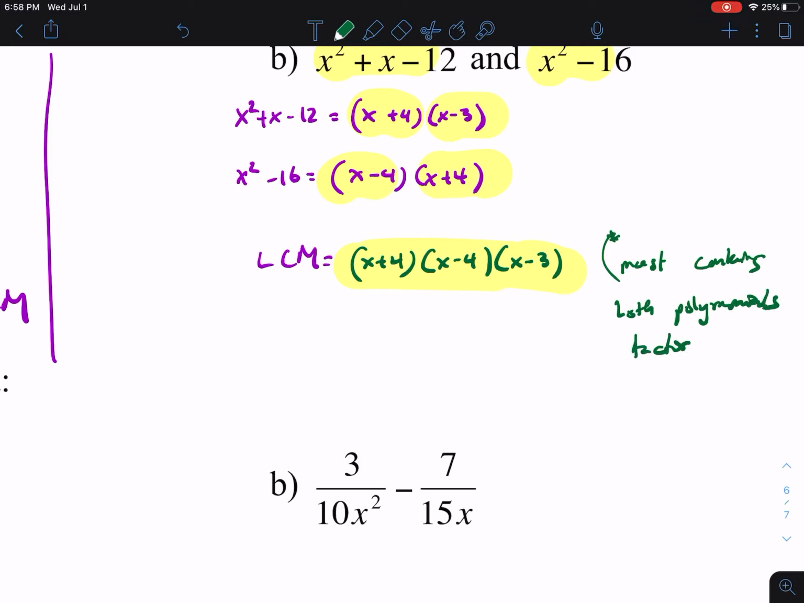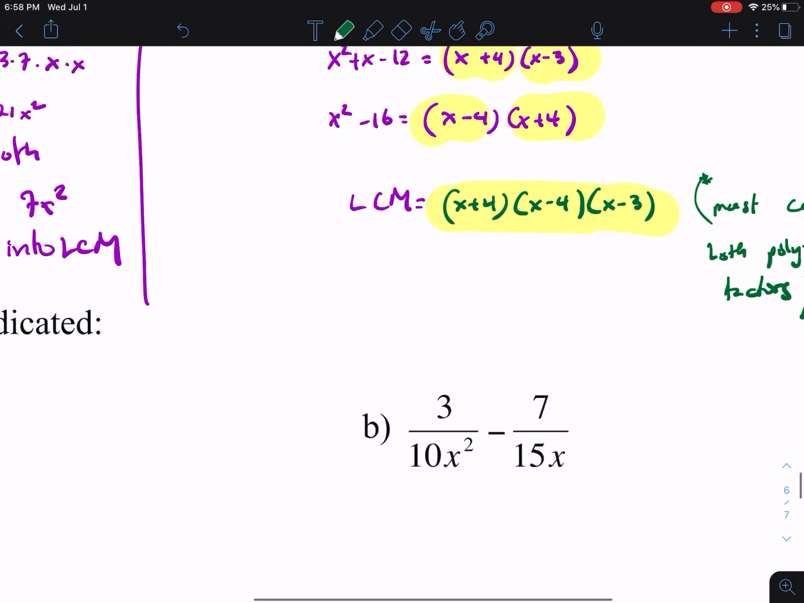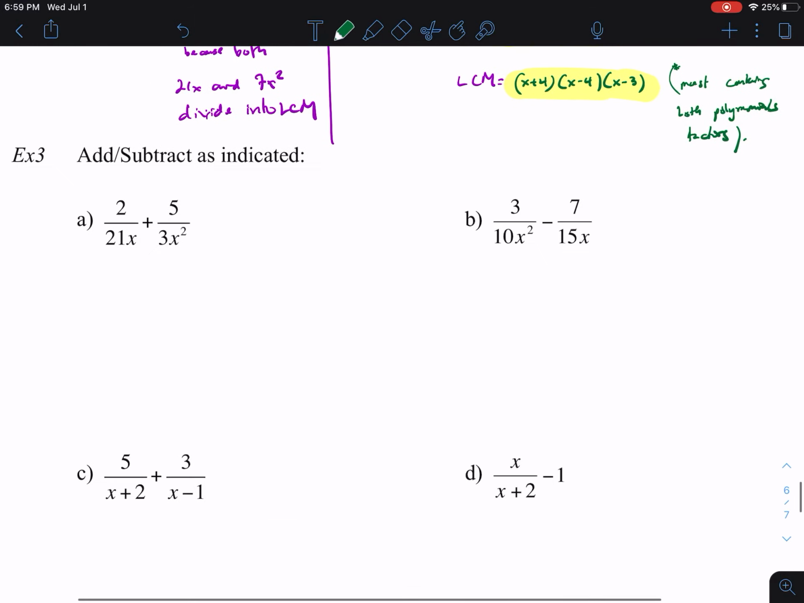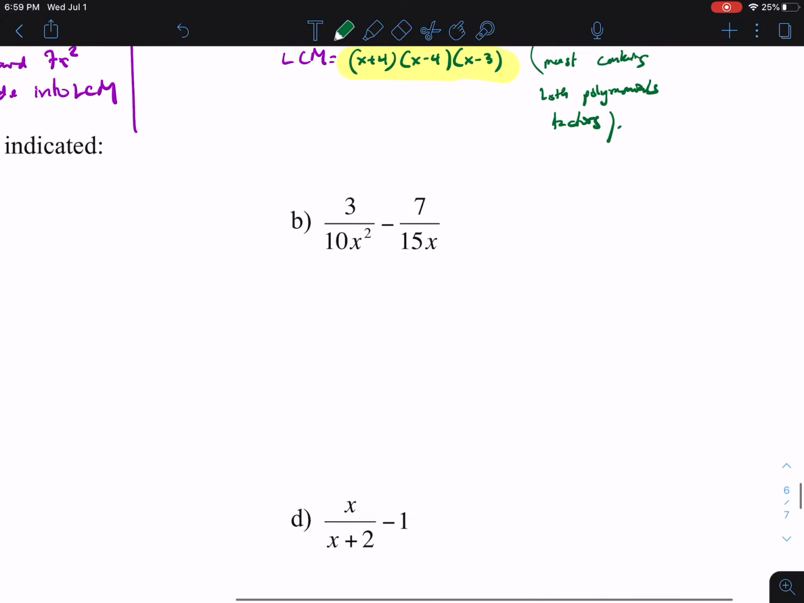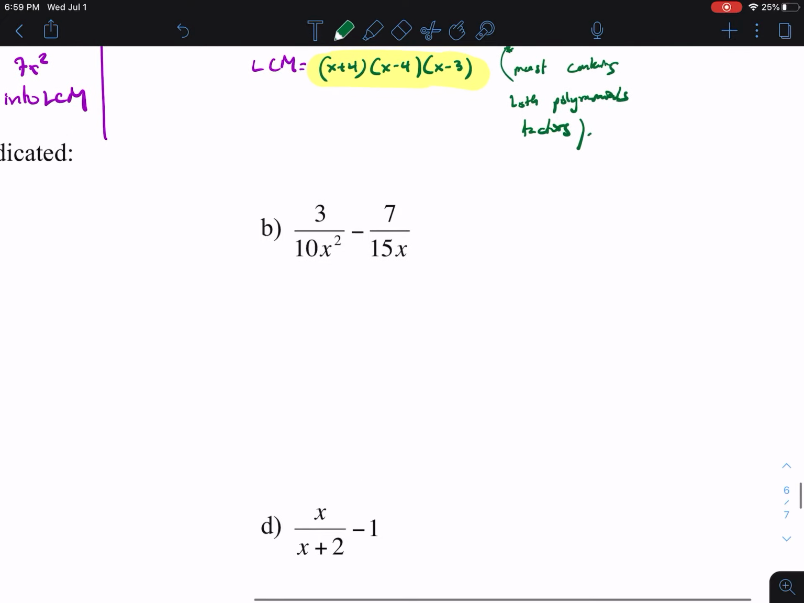So it must contain both polynomials' factors. Okay, so that's the requirement for the LCM. Let's do an example with a monomial denominator, and then we'll do one with a polynomial.